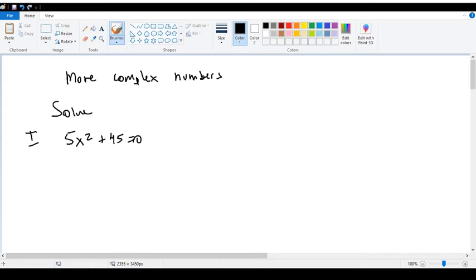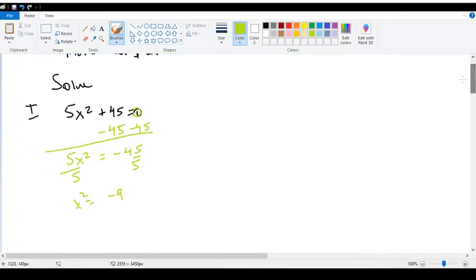Alright students, today we are going to look at part 2 of complex numbers. So just like the other day, when solving 5x squared plus 45 equals 0, you would treat this as any other equation. So you want to get x by itself, minus 45 on both sides. So you end up with 5x squared is equal to negative 45. Divide everything by 5. X squared equals negative 9.